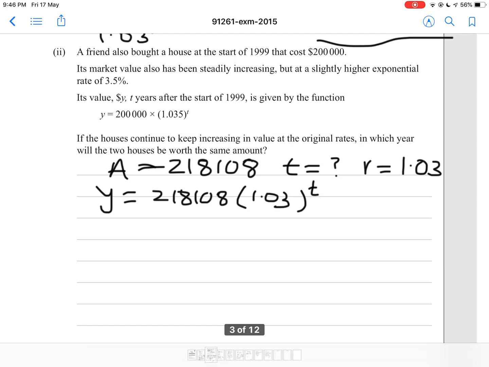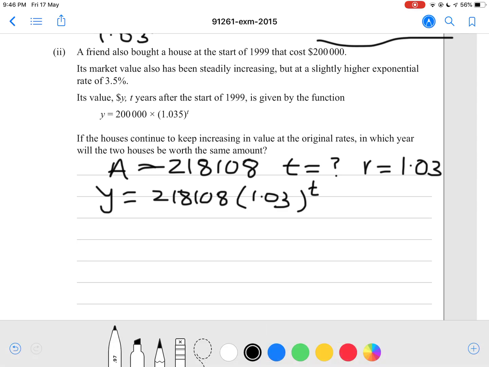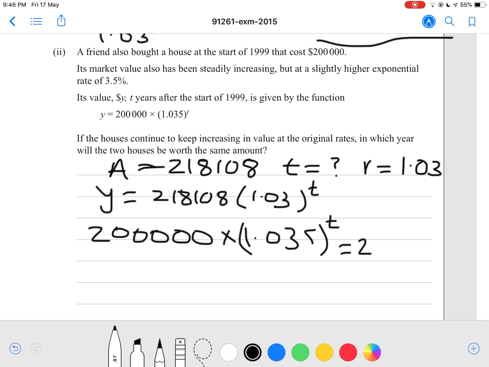Okay, and so basically it's saying that when will these two houses be worth the same amount? So we're going to equate one formula to the other formula. When will the y be the same amount? Because the two y's are the same, we're just going to equate the formulas. So we're going to say 200,000 times 1.035 to the power of t equals 218,108 times 1.03 to the power of t.